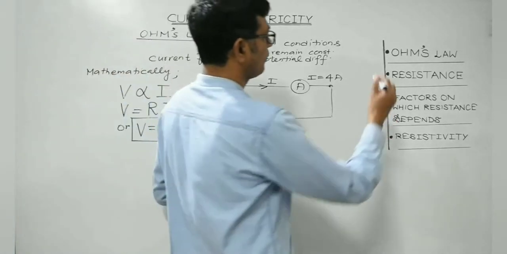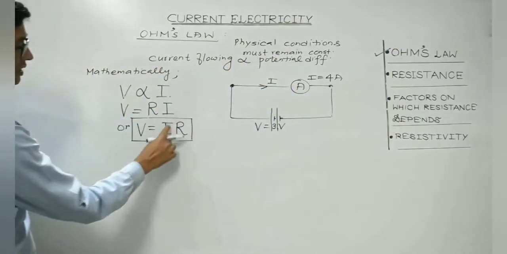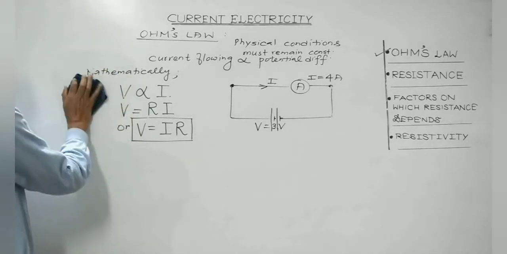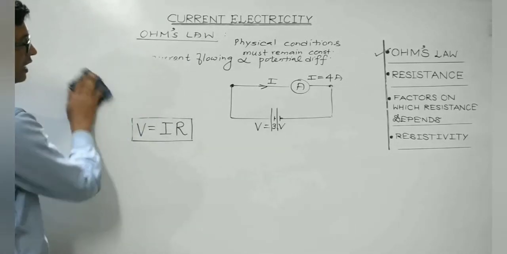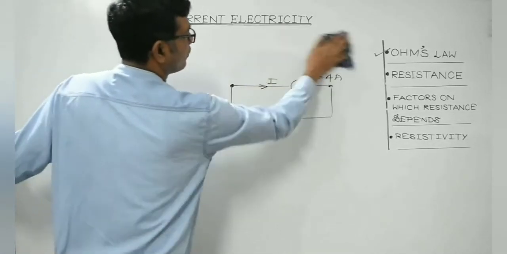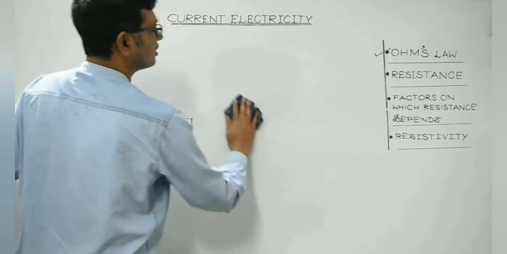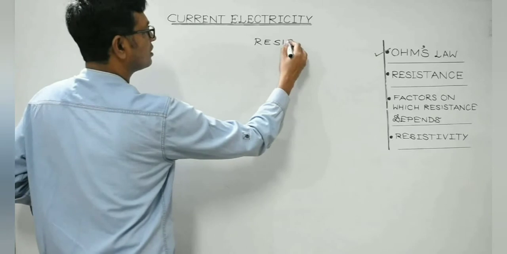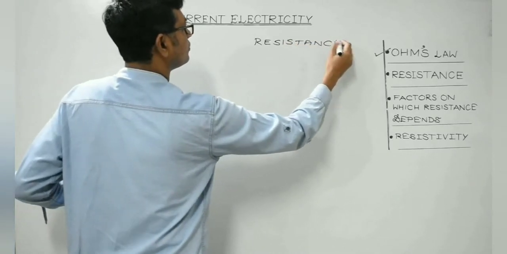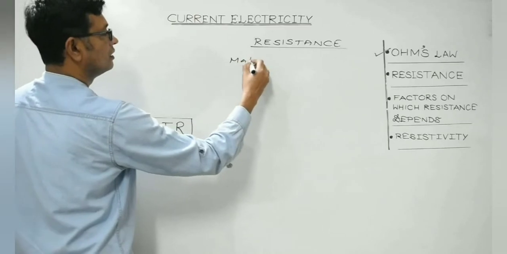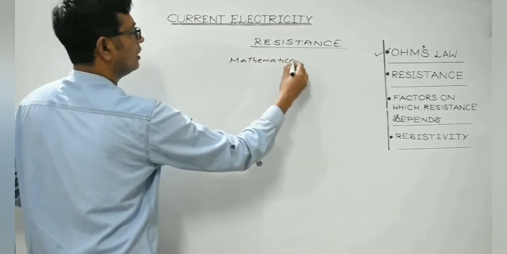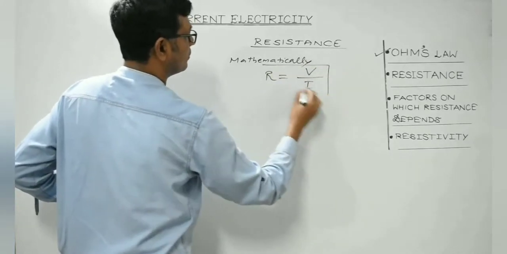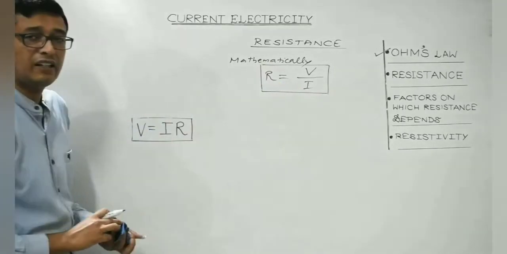So this is over. Now we'll discuss this particular term, resistance. In order to discuss this term, we will deal with it both qualitatively as well as quantitatively. So let's first discuss it mathematically, right? We'll discuss this term in detail, resistance. So mathematically, resistance is V by I, isn't it? This is the statement.